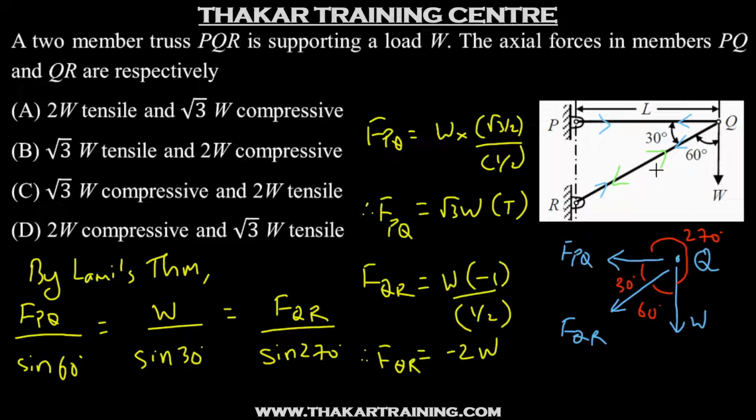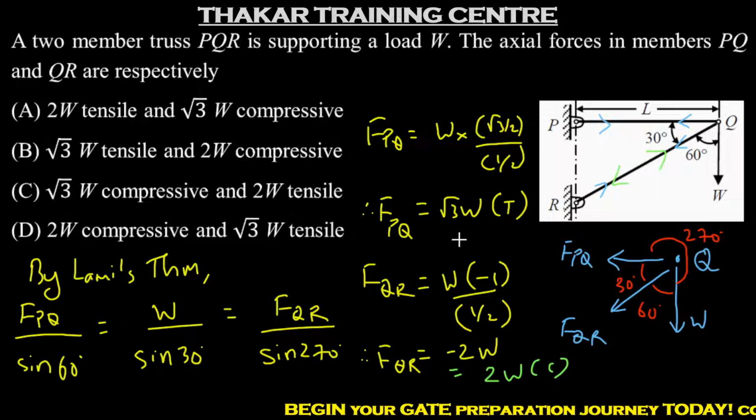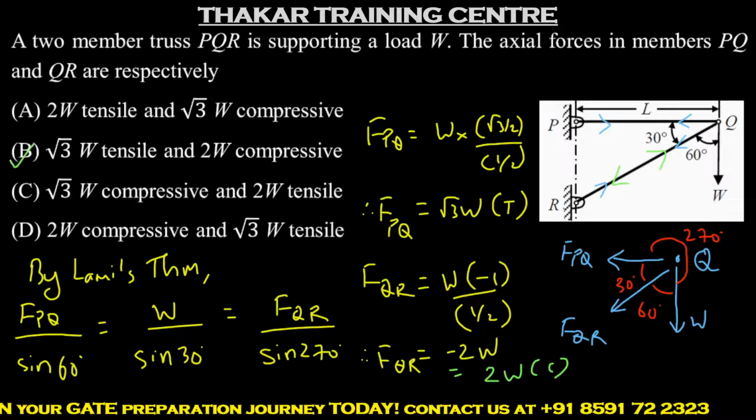So this indicates compression. So FQR is nothing but 2W, which is compressive. Minus indicates that the assumed direction was wrong, so the actual direction will be opposite. And the green one indicates it is in compression. So we have FPQ is root 3W tensile, FQR is 2W compressive. So the answer will be option B.